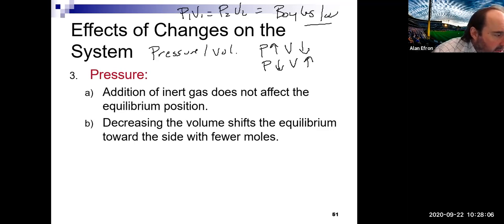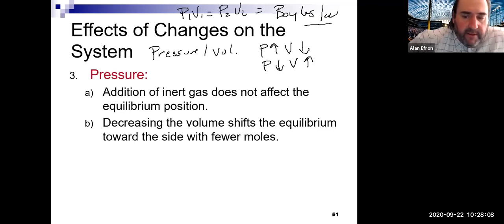So when we're dealing with pressure and volume, it usually involves equilibrium that involves gases, and you can look at either one of them. I personally think when you have a pressure-volume type situation, volume is the easier one to think about.